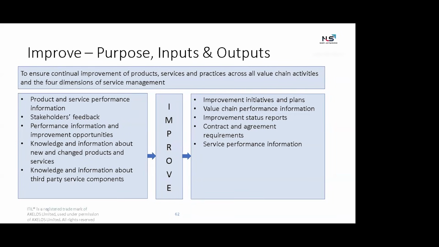The next stage is improvement. Every stage, every phase is giving you some feedback, positive or negative. On the negative feedback, opportunities are generated where you can improve your system, your performance, components, etc. In that case, the improvement stage is triggered, to ensure the continual improvement of products, services, and practices across the value chain activities and the four dimensions of service management.